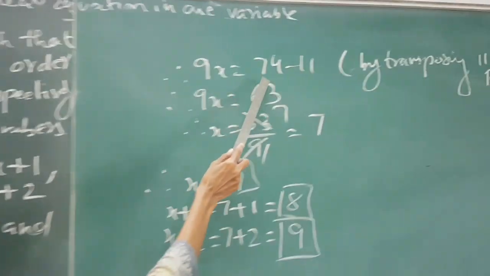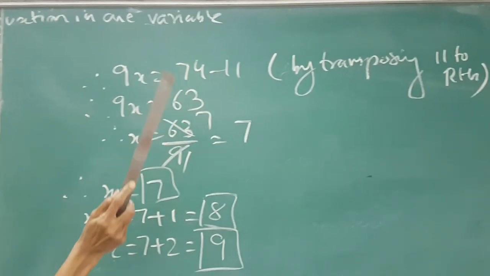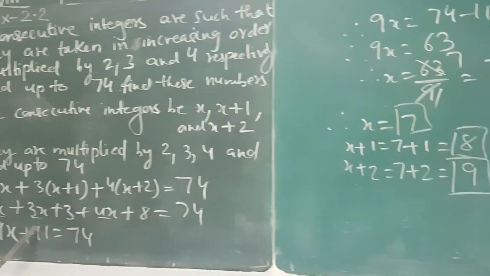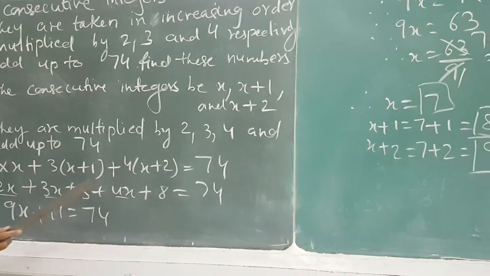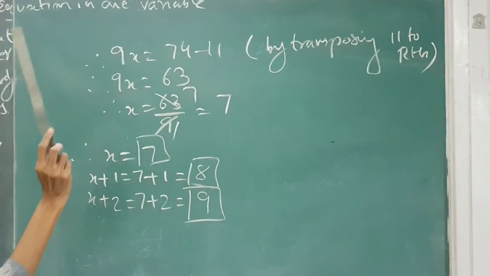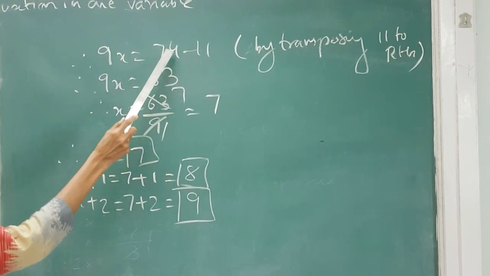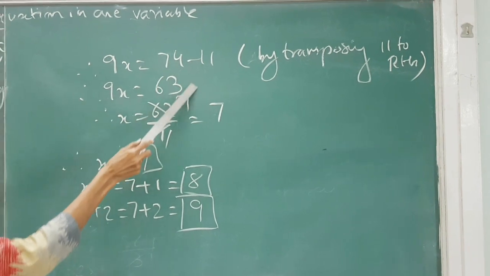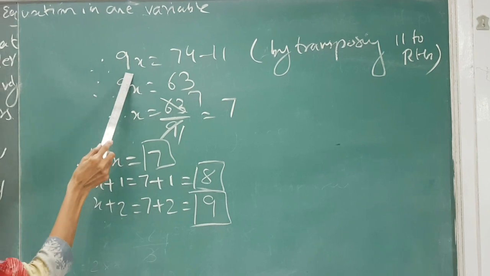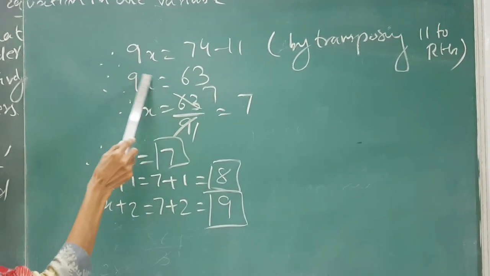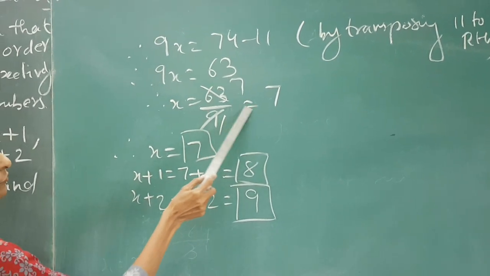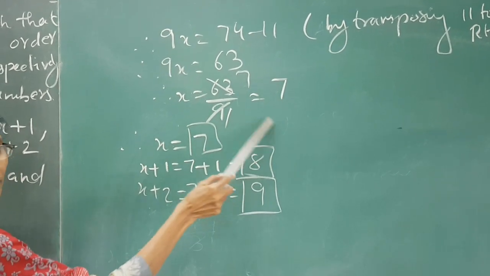Therefore 9x is equal to 74 minus 11. Here I have transposed 11, that is, look here, I have changed the place of 11 to the RHS. Therefore 9x is equal to 74 minus 11, which will be 63. Therefore x is equal to 63 upon 9. Why? This 9 becomes divide, I have changed the position. Therefore 63 divided by 9, that will be, x will be 7.